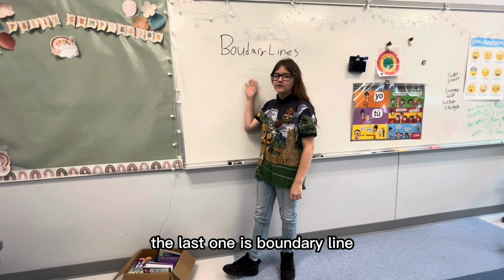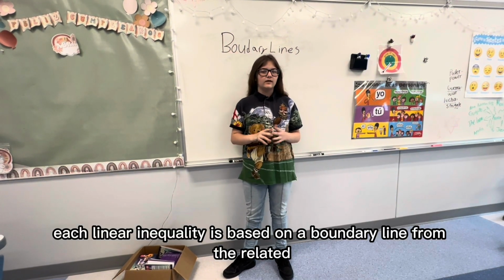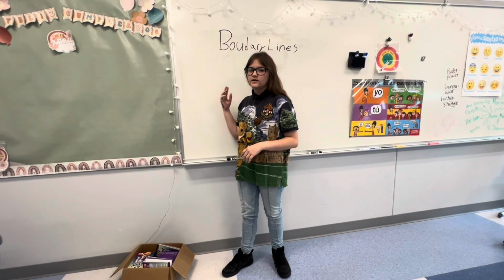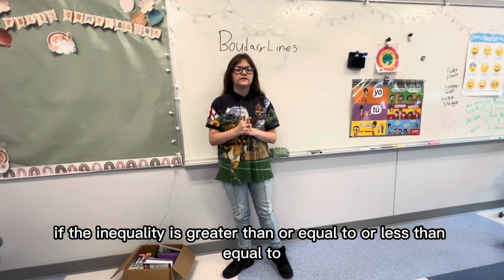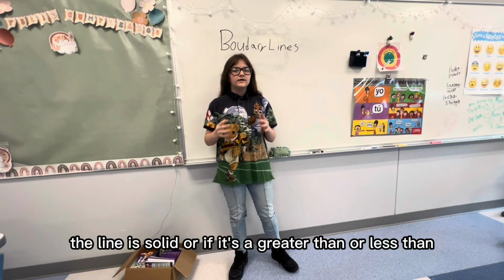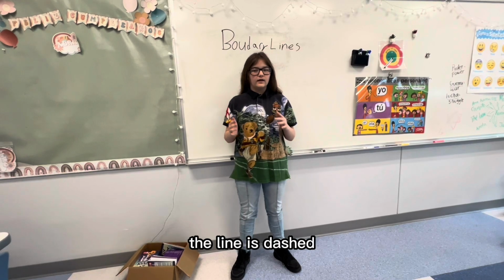The last one is boundary line. Each linear inequality is based on a boundary line from the related linear equation. If the inequality is greater than or equal to, or less than or equal to, the line is solid. If it's greater than or less than, the line is dashed.